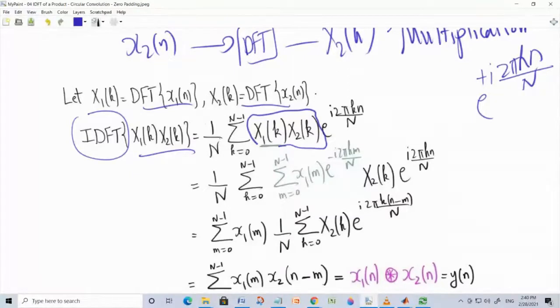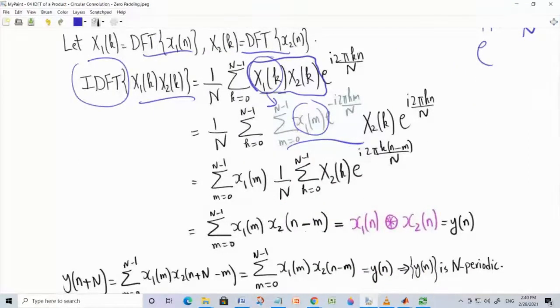Okay, so how can we do this? One way is basically to take x1 of k and express it in terms of the signal in the time domain. Then you are left with another summation which gives you the other signal in the time domain, but it will be x of n minus m. The nice thing about the DFT is that its math relies on finite sums, so there are no worries in interchanging the order of sums.